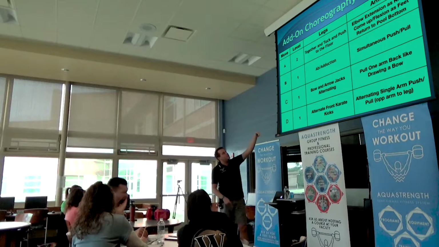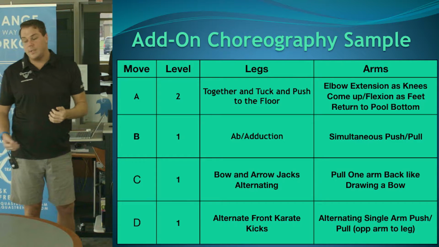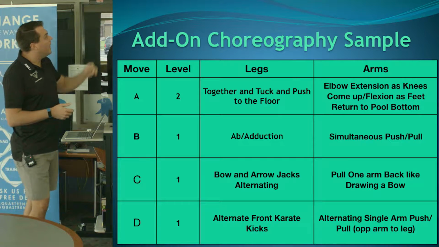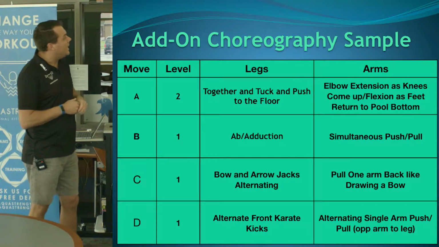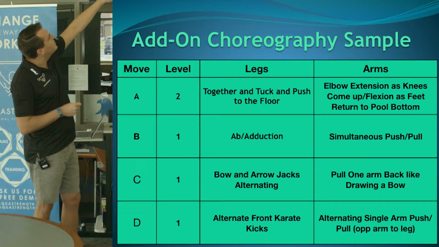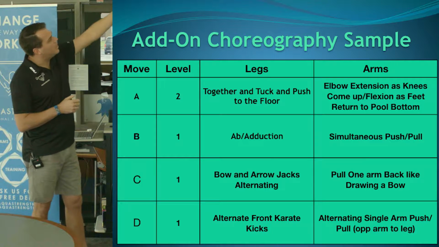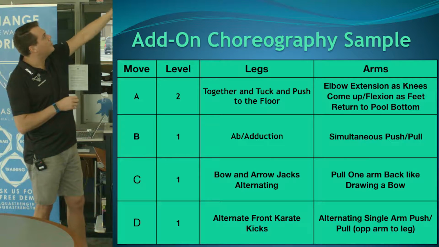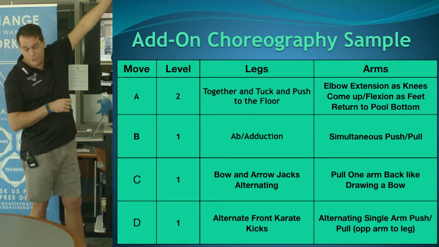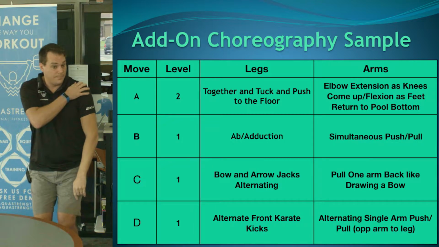So you have A, B, C, and D. C here is a bow and arrow jack, and we're going to be doing all of these in the pool today. D is your alternate front kicks, okay? The first move is actually different, because this is a jack. The first move here is a knee tuck together. I tried to separate legs and arms, so your knees are together. You're in a level 2, which for AEA means you are submerged, shoulders under the water, okay?